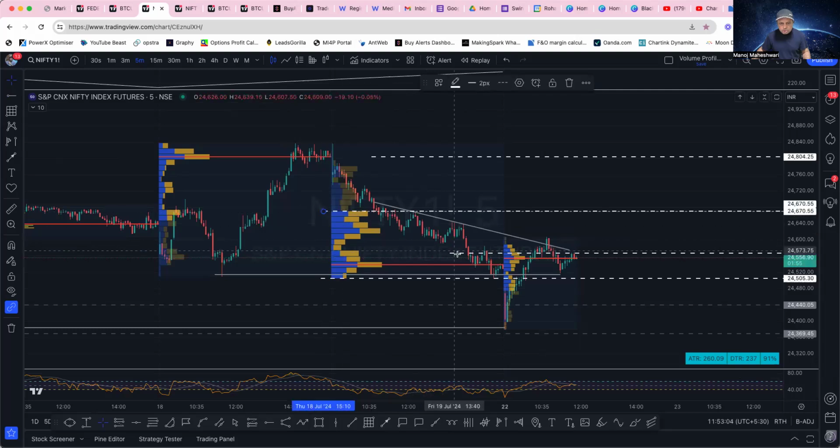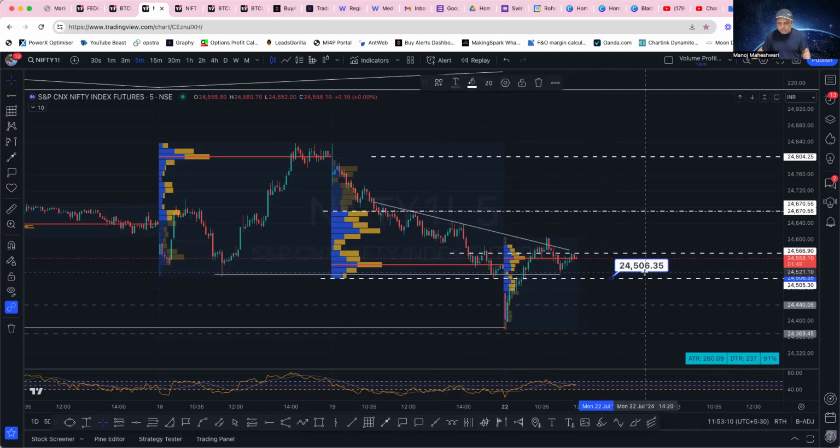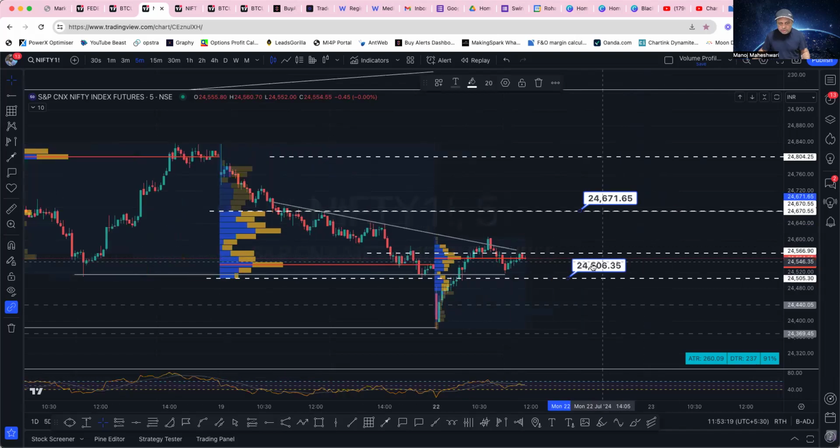So if you have crossed above this line, which is 24,506, in all probability we will go to this level of 24,670 with this move, because we have traveled down and now we are traveling back into the value area. And if you see, we are trying to take support at the value area low, and this is a clear-cut indication that we are inching towards 24,671.